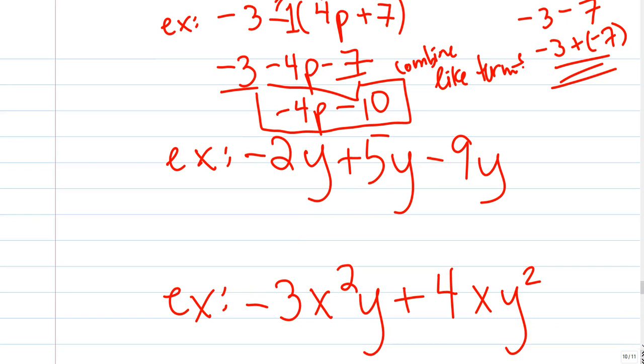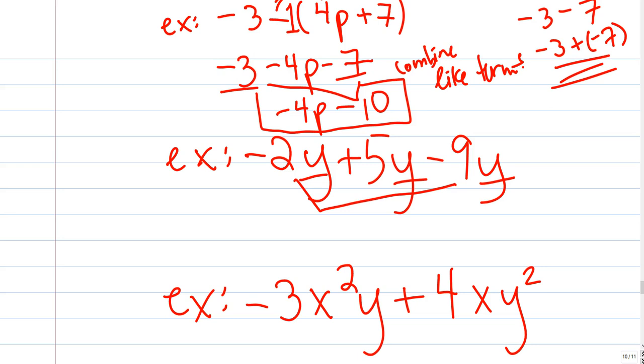Negative 2y plus 5y minus 9y. Okay, what are my like terms? Well, each and every one of these has a y, and they're all the same exponent, meaning I can combine them all. So I can combine all these things. What would I do? I think it's easier to combine the negative and the negative first. I could go from left to right, but I also know commutative property. I can change the order.